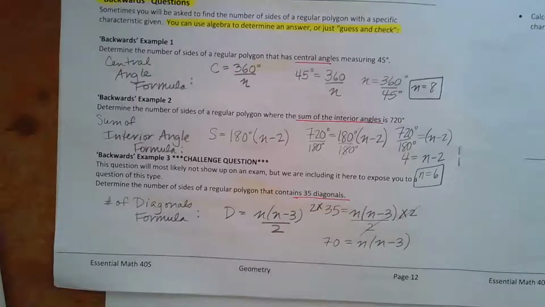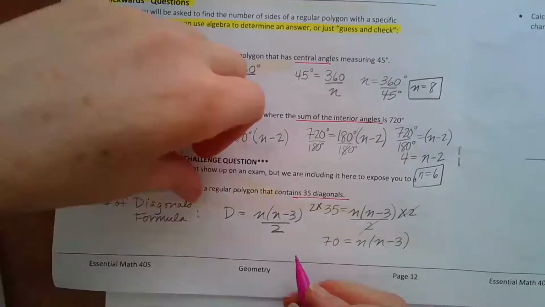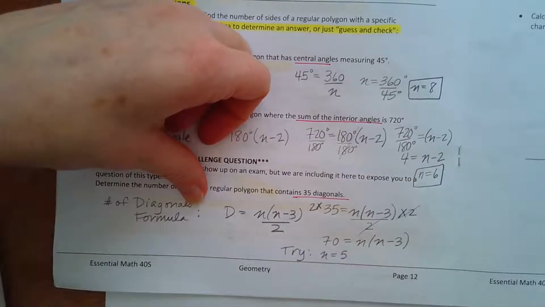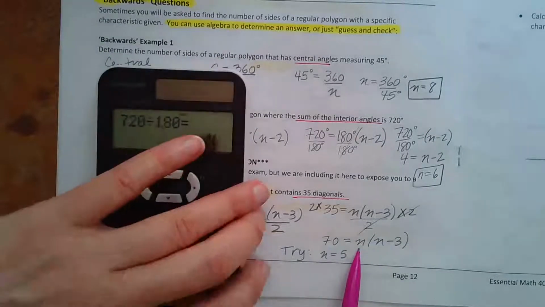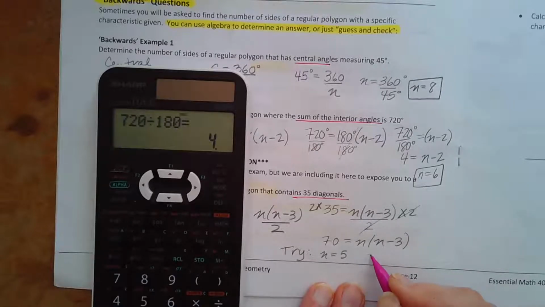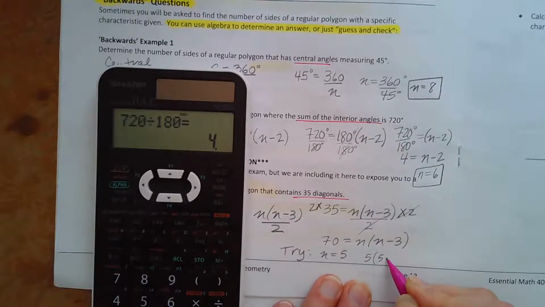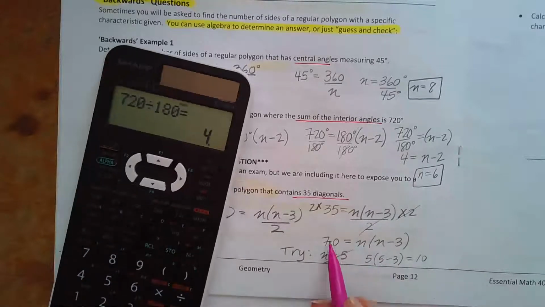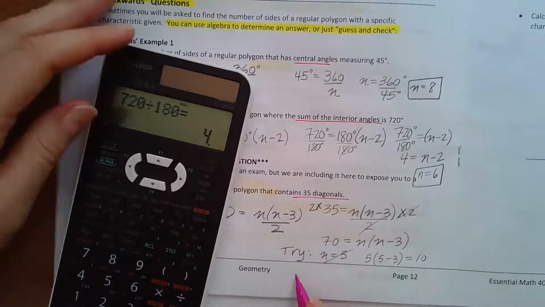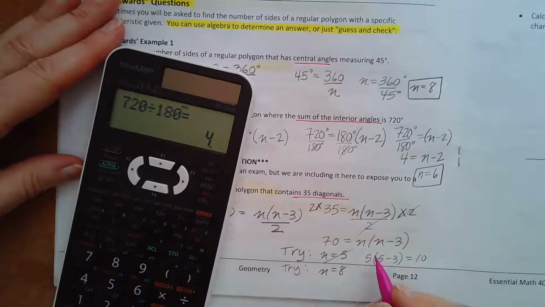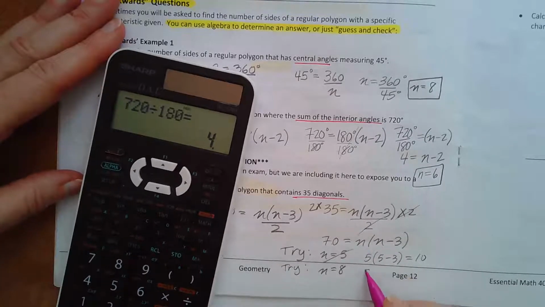At this point, I would just play around. I would substitute and try. Let's try n equals 5. So 5 times 2 is 10. Right? So 5 times 5 minus 3 equals 10. Okay, it's not 5. I'm looking for an answer of 70, so I have to go bigger. Let's try n equals 8. This is guess and check, right? Does 8 times 8 minus 3 equal 70?